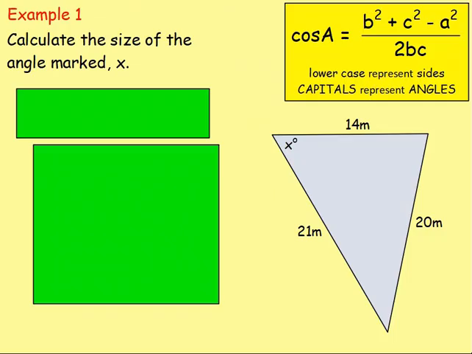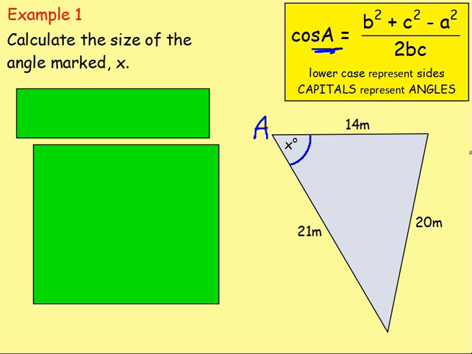So example 1, calculate the size of the angle marked X in this bluish greyish triangle. To start off with, what is it we're wanting to find? We want the size of angle X. Good. So because this is what we're wanting to find, that there is going to be our A. So we can imagine that there is angle A.